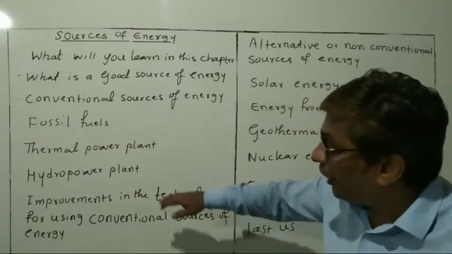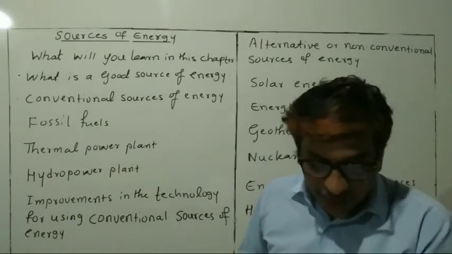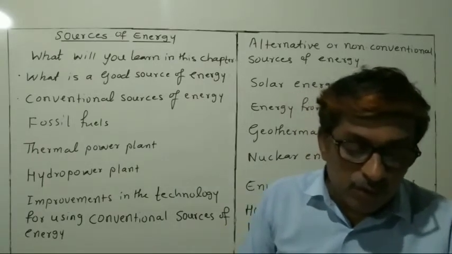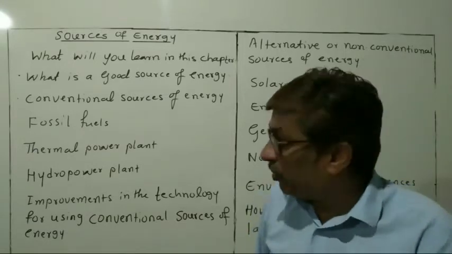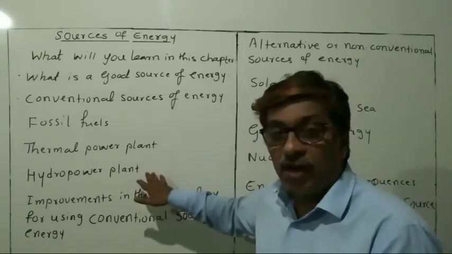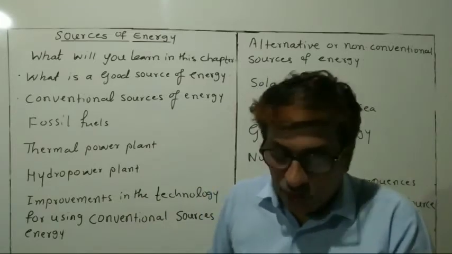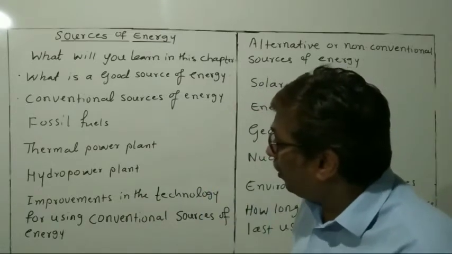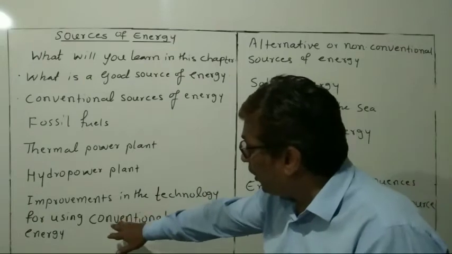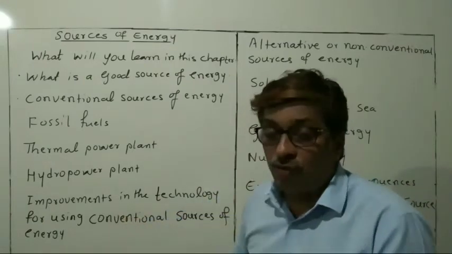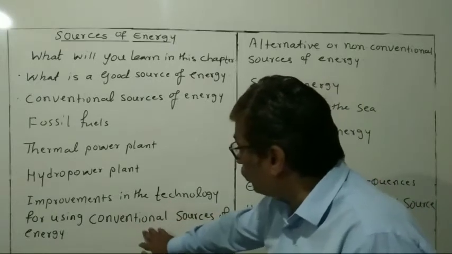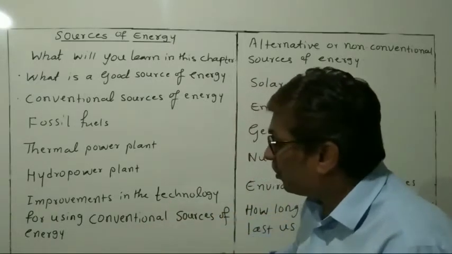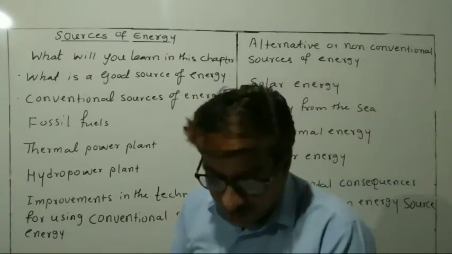So now next one is hydropower plant. In the hydropower plant, by using the water, electricity is produced. So there is a hydropower plant. Now improvements in the technology are using the conventional sources of energy. Many technologies are used to improve the conventional sources of energy.